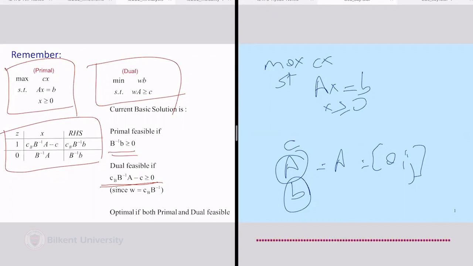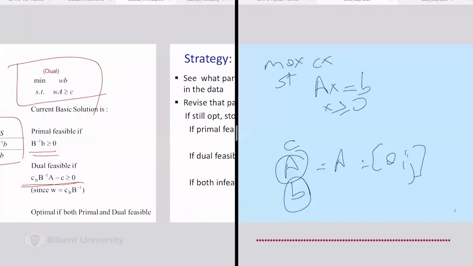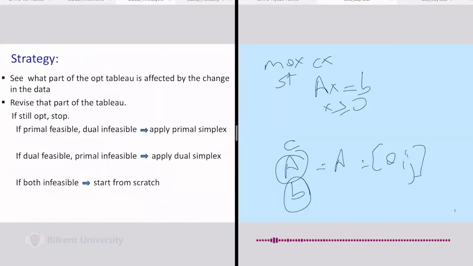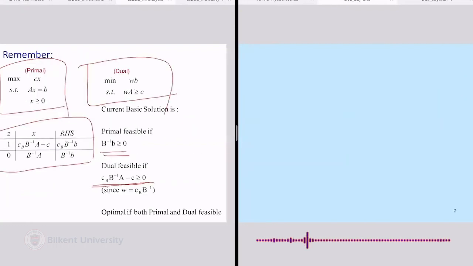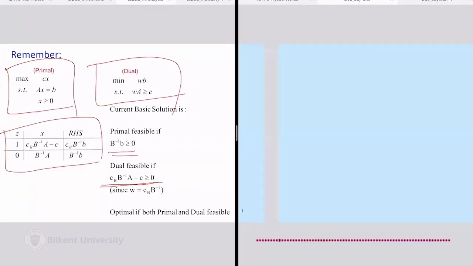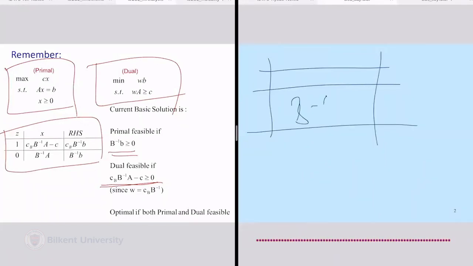This is the idea under sensitivity analysis. So we're going to look at the table and see what part of the table is changed. All right? Always remember, let me write this table here because it's very handy. I will have B inverse A, minus C plus C_B B inverse A, B inverse B, C_B B inverse B. For any B, this is my table, yeah?